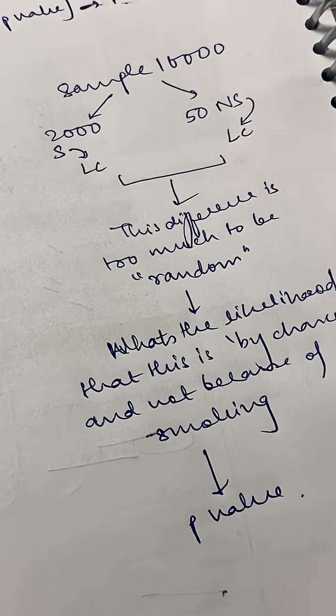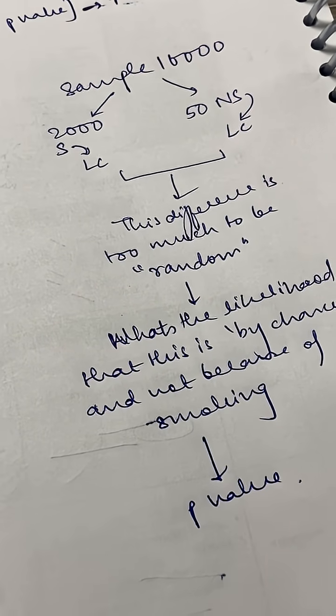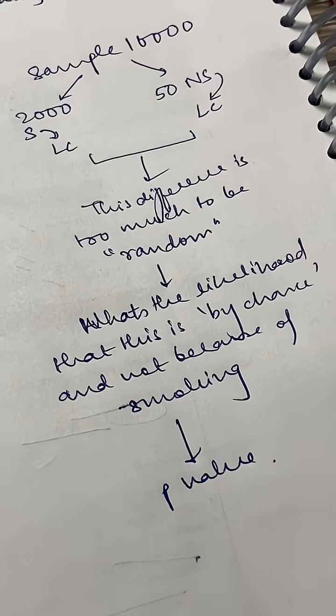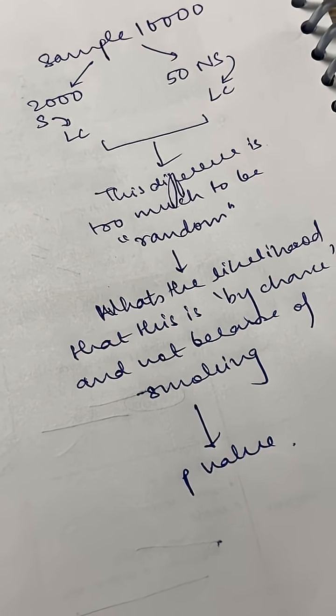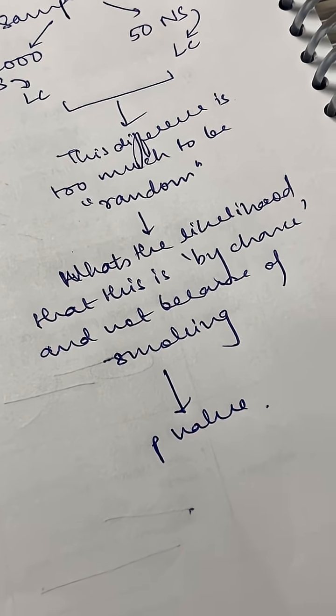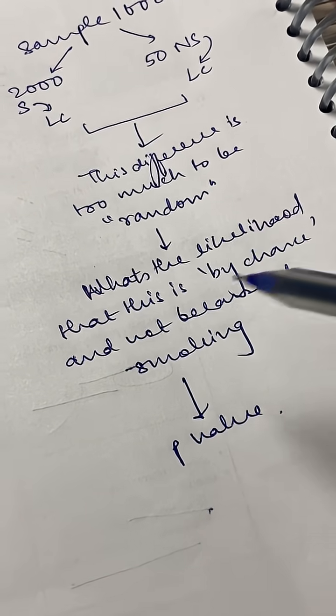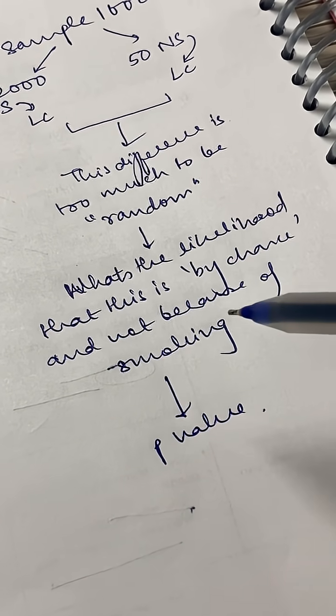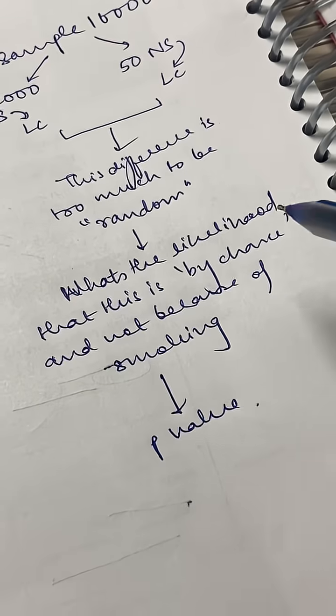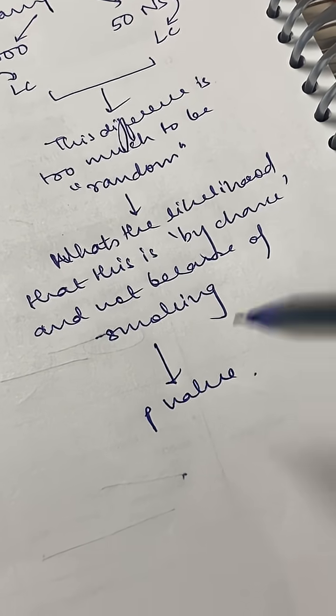Now you take a sample size of 10,000, out of which 2,000 people who smoke have lung cancer, but only 50 non-smokers have lung cancer. And this difference is way too much for it to be random. What is the likelihood that this is by chance and not because of actual smoking? This likelihood, or probability, is what the p-value is.